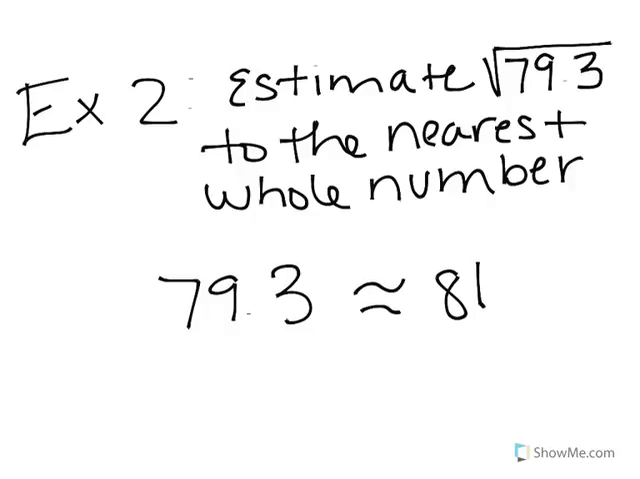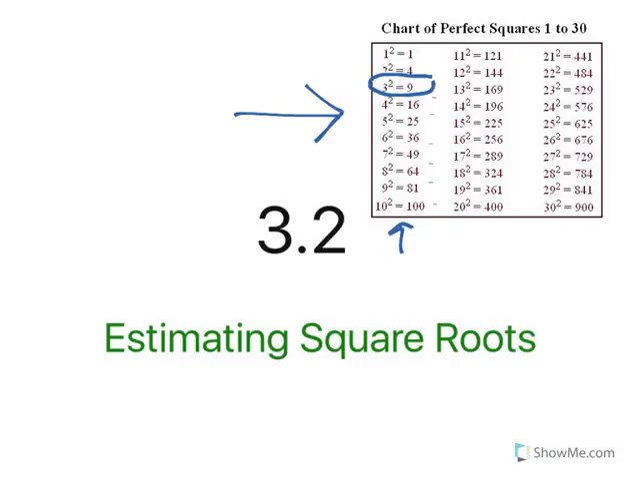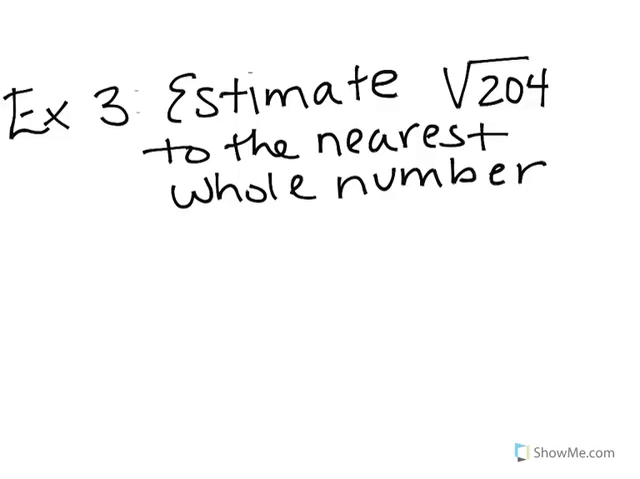9. So we can estimate that 79 3/10 is close to 81, and the square root of 81 equals 9. So I can estimate that the square root of 79 3/10 is 9. And again, we'll go back to the chart. We're looking at that perfect square right there. So let's go to one more example. We're going to estimate the square root of 204 to the nearest whole number.